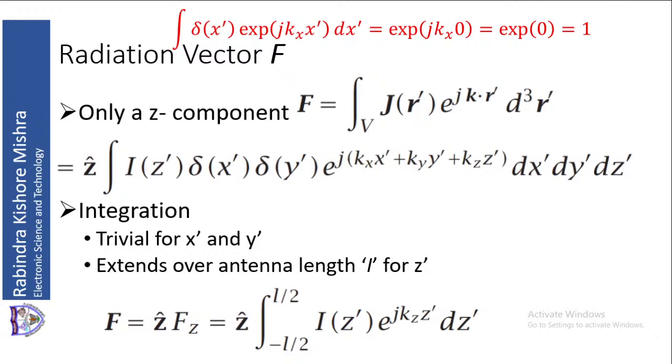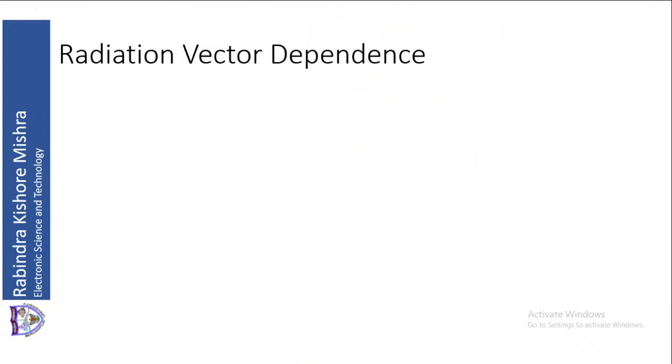So now the radiation vector F will have only a z component, as we have already seen. Since the current has only a z component, F will have only a z component. So the radiation vector F is equal to z cap Fz, that will be equal to z cap integration from minus L by 2 to L by 2 of I z dash exponential j k z z dash, integration over z dash. So that will be the radiation vector.